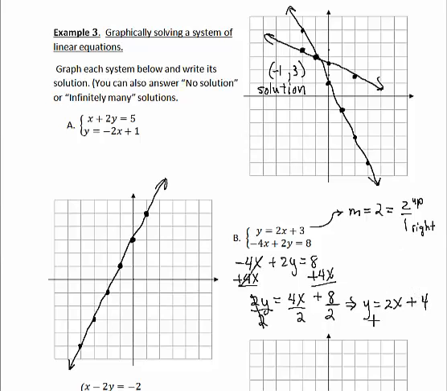And if you compare this second equation with the original one, you can see that they have the same slope. This one had a slope of 2. The second equation has a slope of 2. And you also see that they have different y-intercepts.